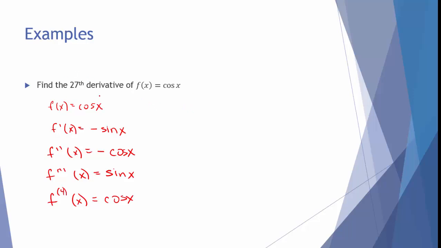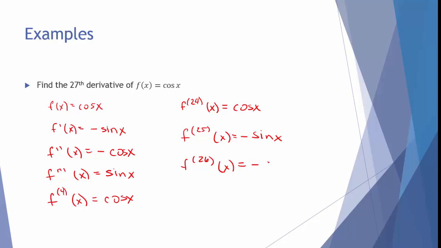Well, we're looking for the 27th derivative. There's a couple of ways to think about this. I know that the 24th derivative, because 24 is a multiple of 4, is going to be cosine x, so I can just count from there. That tells me that the 25th derivative is going to be negative sine x. The 26th derivative is going to be negative cosine x, which tells me that the 27th derivative is going to be sine x.